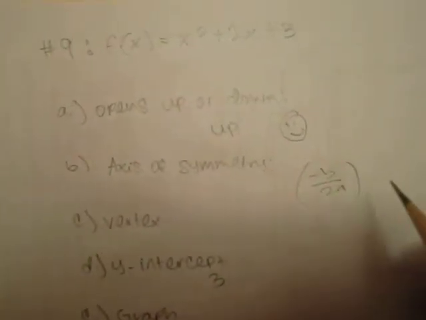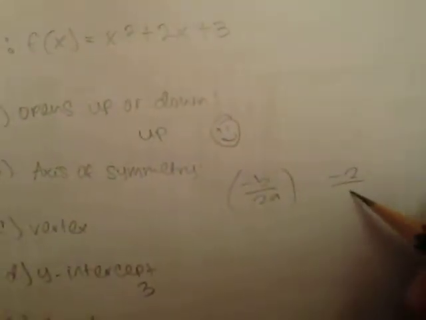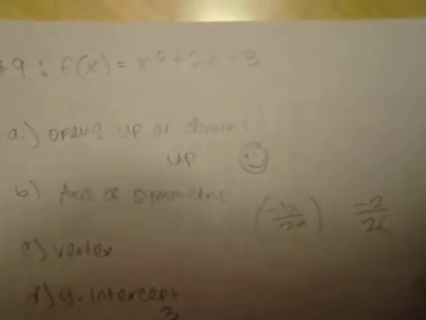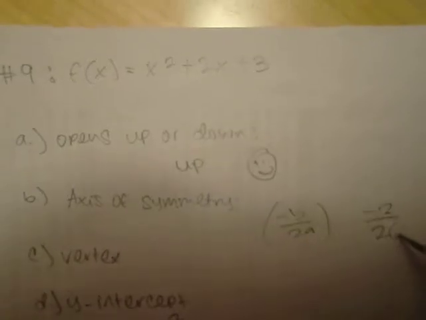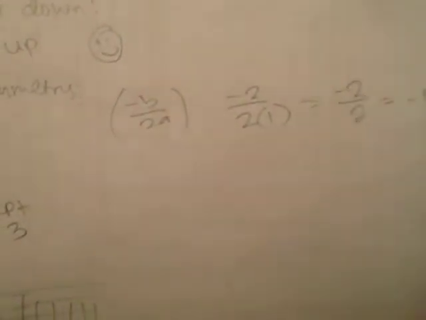Then we can do our axis of symmetry. So our axis of symmetry, let's plug it in. Our b is a 2, so it will be negative 2 over 2a, so 2 times 1, since there's no number before a, or before x squared, so 2 times 1. Then it will equal negative 2 over 2, in other words, negative 1. Okay, so our axis of symmetry is already negative 1.